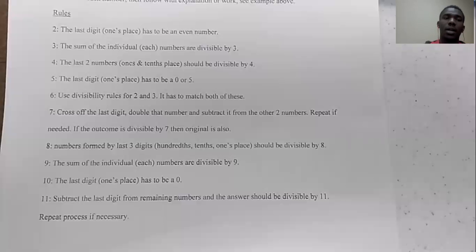Now the rule for 7 is definitely more complicated, but over here in my rules, I just simplified it for you. All you have to do is cross out the last digit, then double that digit and subtract it from the remaining digits after you cross out the last one. I will show you one or two, and then the process just repeats until you get to the smallest number you can, and then you see if that one's divisible by 7. That's it, okay?